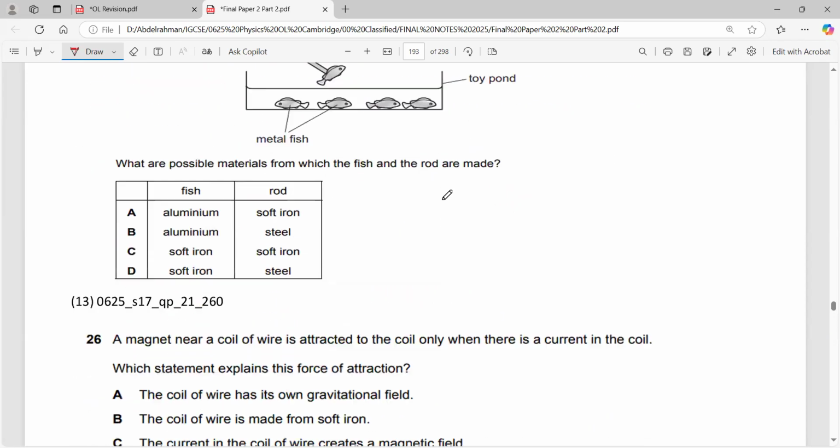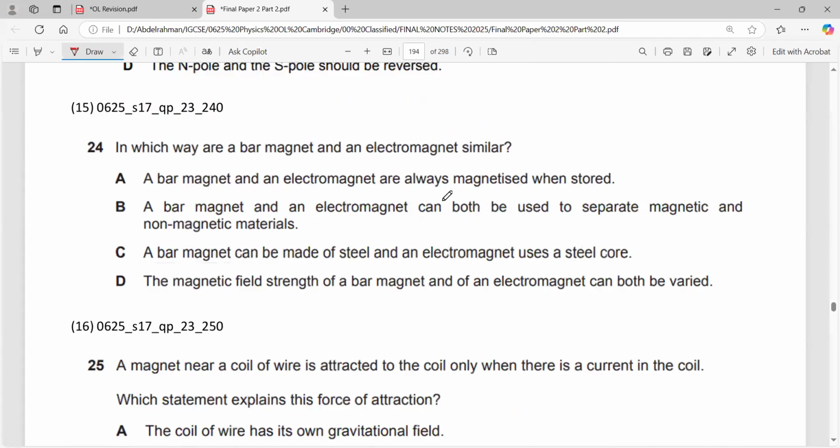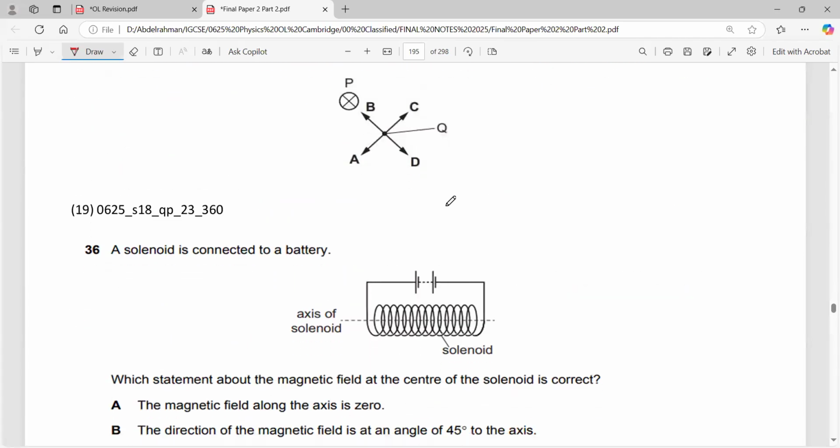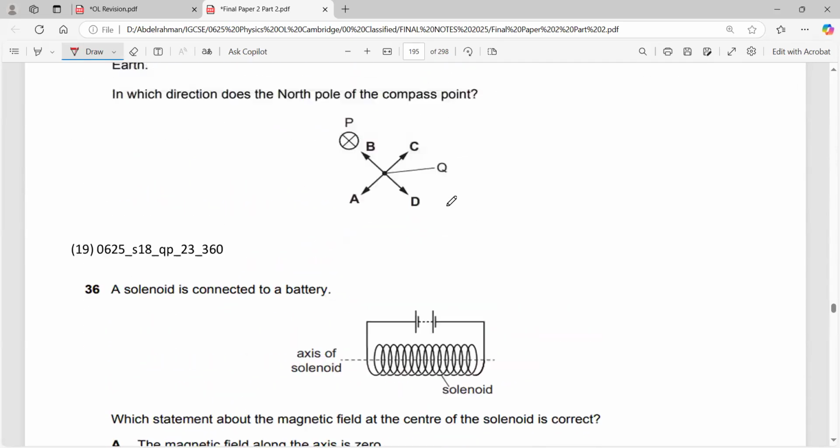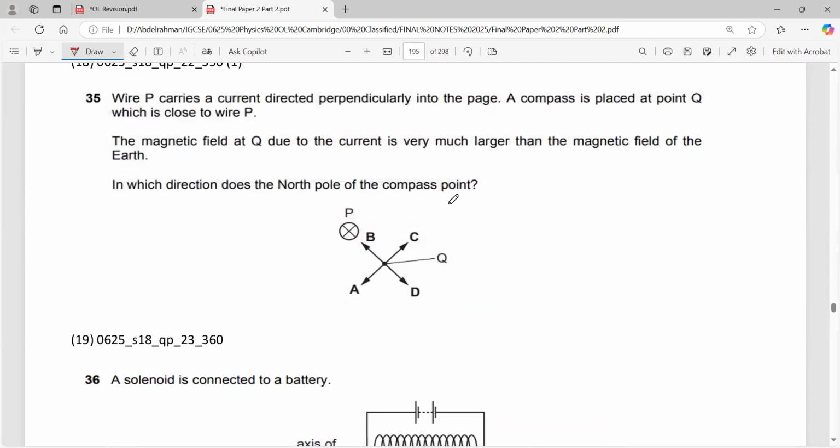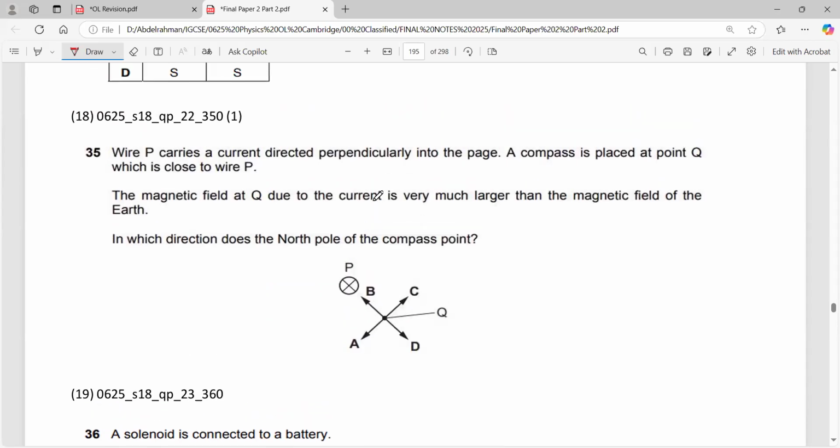So basically, these are some of the more difficult questions we have in paper two when I'm talking about magnetism. This is a really interesting question. Okay, question 18. Wire P carries a current directed perpendicularly into the page. So using your right hand rule grip, can I find the magnetic field? Yes, I can find the magnetic field.